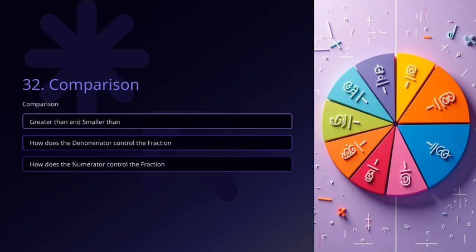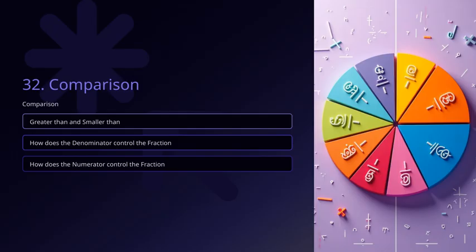Now, let's talk about how the denominator controls the fraction. The denominator, the number on the bottom, tells us into how many equal parts the whole is divided. So, a larger denominator means the parts are smaller, and the fraction represents a smaller part of the whole. Conversely, a smaller denominator means larger parts, and thus, a larger fraction.